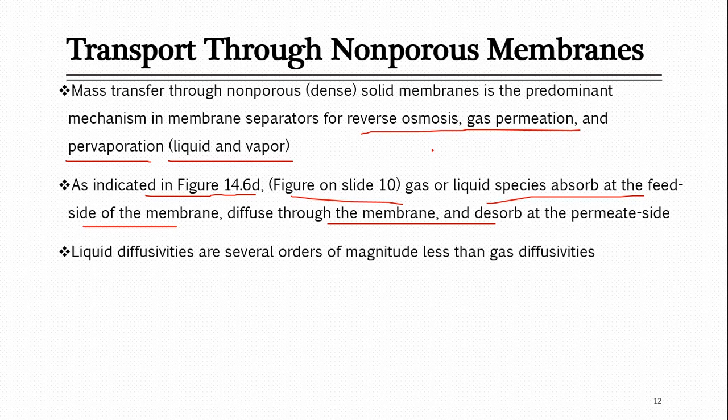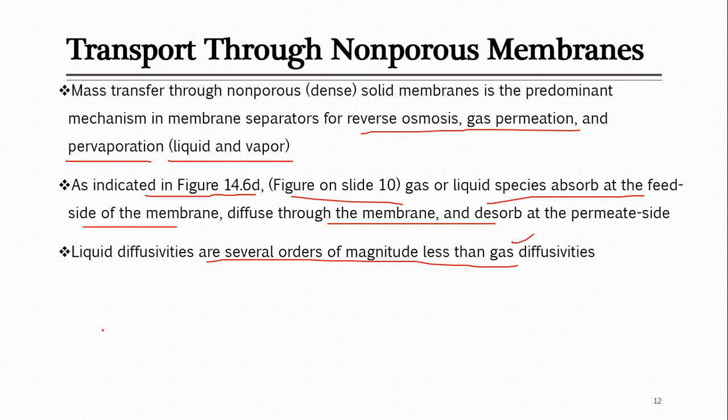So diffusion can take place for both gases and liquids. Liquid diffusivities are several orders of magnitude less than gas diffusivities. If you look at some component, for example its diffusivity, that exists in the form of liquid or in the form of vapor, the same component, its diffusivity when it exists in the gas phase will be higher as compared to its diffusivity when it exists in the form of liquids.